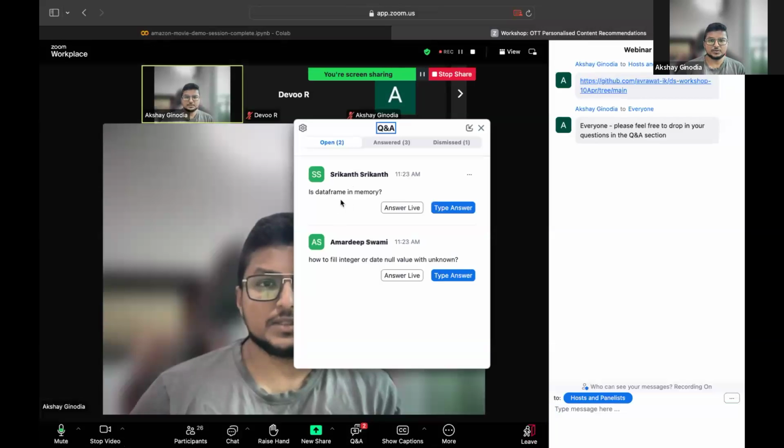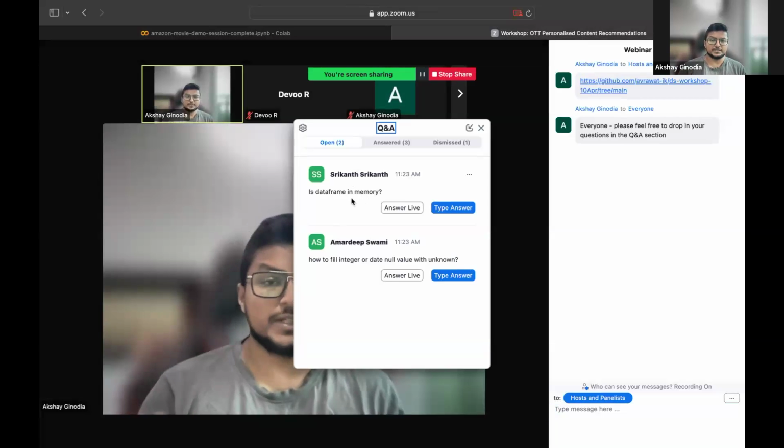Okay, so I think there's a question from Shrikant saying, is data frame in memory? Yes, that's right. So we're loading it into memory, and that's how we are going to operate. So we're loading it from the disk, hard disk, or local desktop. Yeah, that's still hard disk. It can be on cloud also.